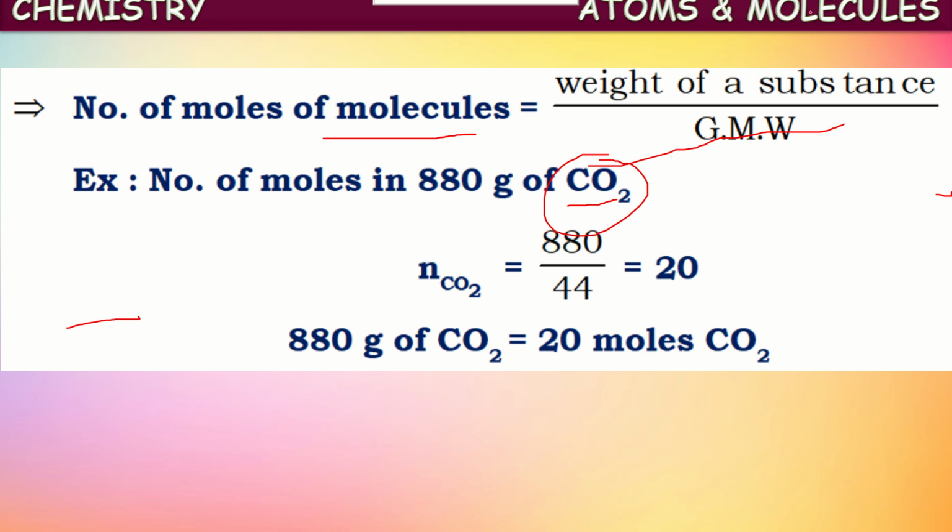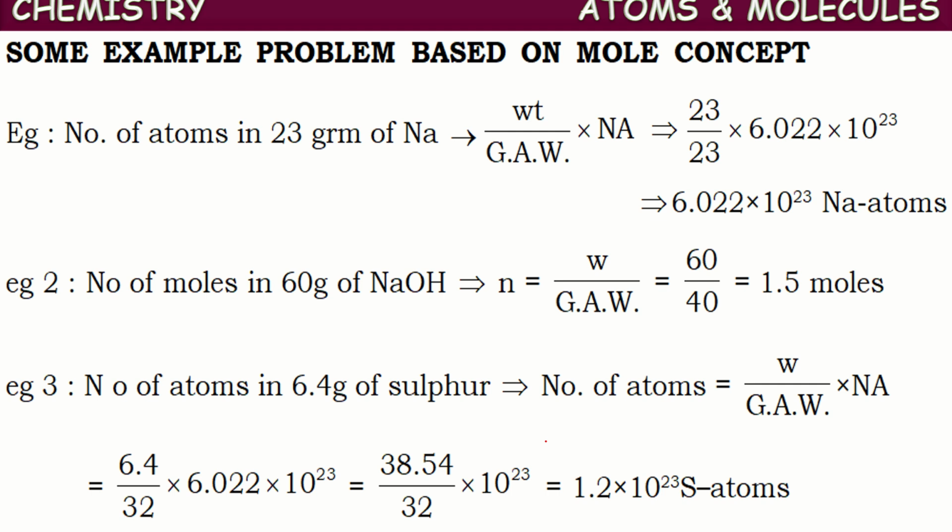Okay, so the weight of the sample is already given. So the number of moles of CO2 is equal to 880 by the gram molecular weight, which is 44. So 880 by 44 is how much? 20. So 880 grams of carbon dioxide is equal to 20 moles of CO2. Okay, 20 moles of CO2.